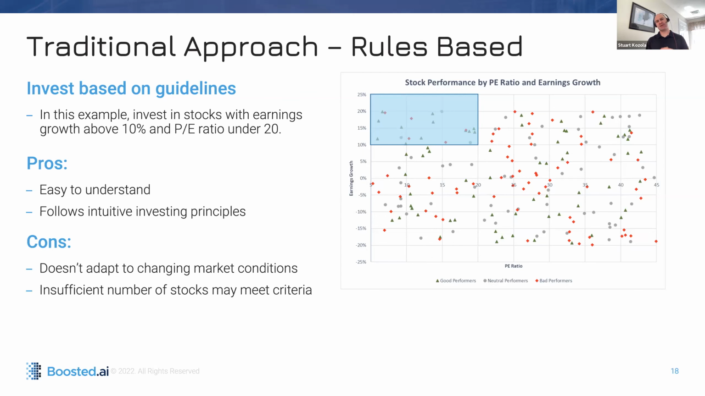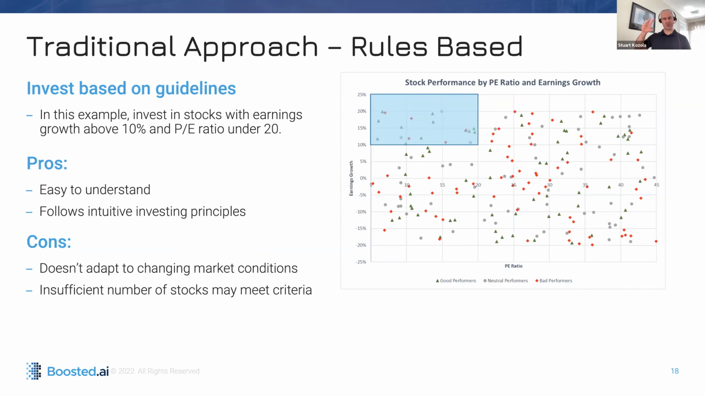But basically, the chart over here on the right gives you almost a heat map, a picture of good performing investments, poor performing investments, and ones that are somewhere in the middle, against two different factors. We have price to earnings ratio on the x-axis, and earnings growth on the y-axis.